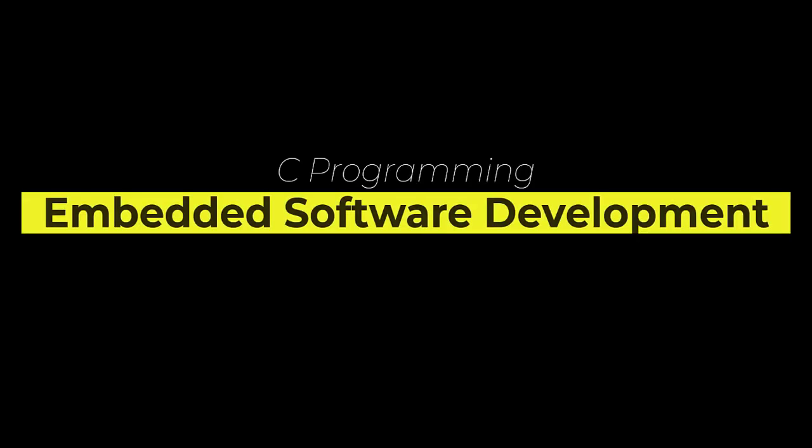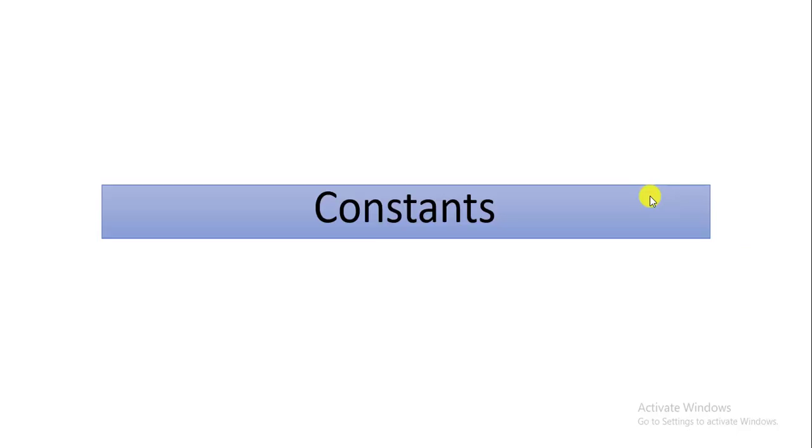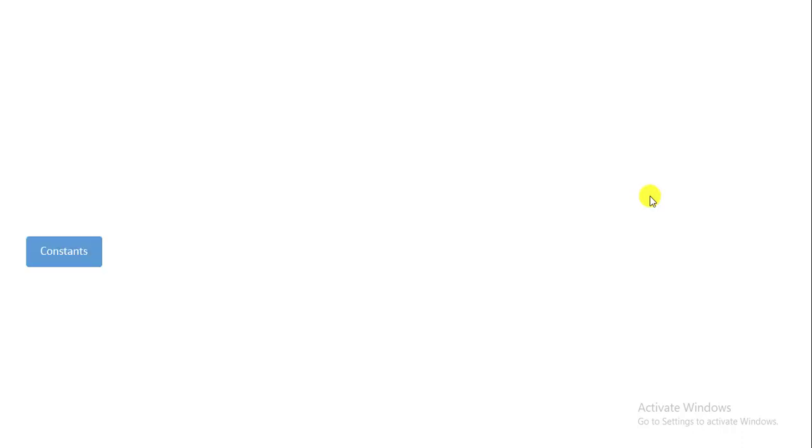Hello, welcome everyone. Today, first let us discuss constants. A constant is a value that cannot be changed during execution of the program. It is the exact opposite of a variable. If we take a variable, we can update its value multiple times, but at a time it can hold only one value. But coming to a constant, we can assign a value to a constant only once and the same value will be used in the entire program.